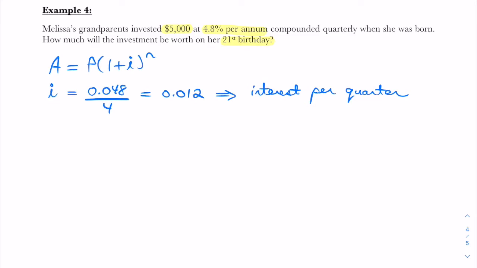To find the number of compounding periods, little n, we take the number of years, in this case 21, because on her 21st birthday that would have been 21 years, and we multiply by the number of times interest is compounded per year. Because it's quarterly, that's 4 times per year, for a total of 84. This represents the number of compounding periods.